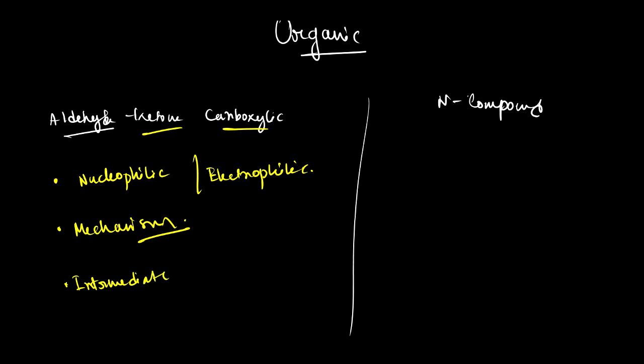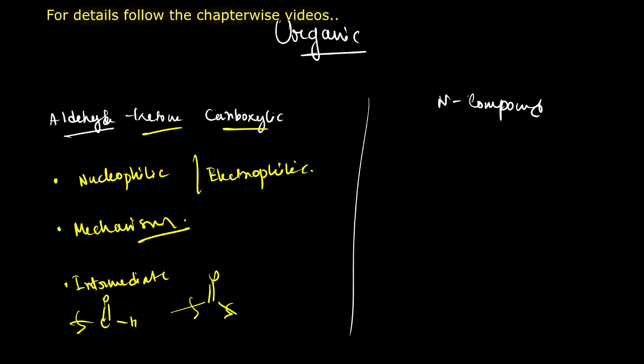And if you see their properties, their physical properties also depend upon the structure. The aldehyde has the CHO group, the ketone has the CO group, and the acid has the CO2H group. So here is the tendency of hydrogen bonding and electrostatic interaction also, which usually affects the boiling point and the solubility.